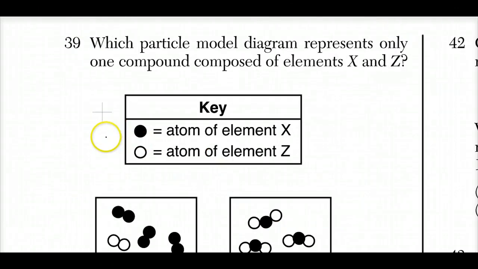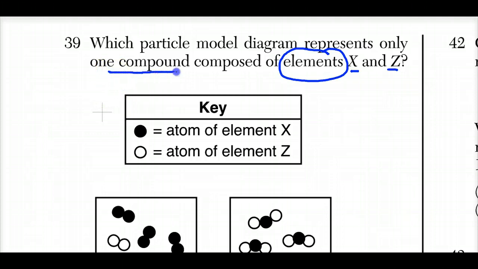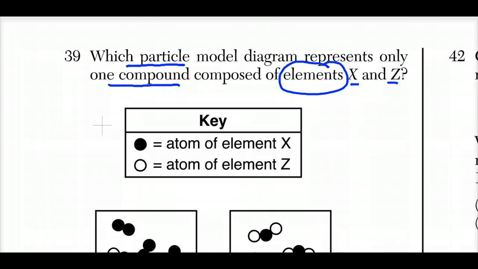39. 39 states which particle model diagram represents only one compound composed of elements X and Z. Well, if we're dealing with elements X and Z, of course, we're dealing with a compound. A compound tells me that X and Z are bonded in some exact ratio. To be a compound, you have to have a distinct chemical formula that is fixed. So we're going to have some ratio of X and Z. A compound is two or more different elements chemically combined in a fixed ratio. Okay, so let's go look at the choices to see which ones we can eliminate.